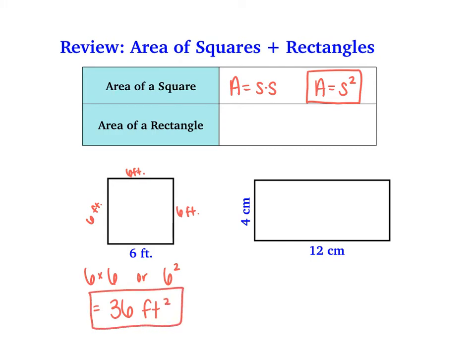For a rectangle, you do the length times the width. So here I would do 12 times 4 and get 48 centimeters squared.